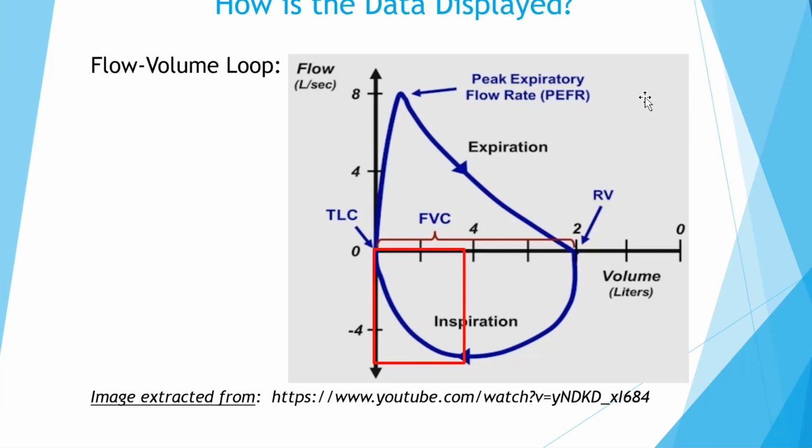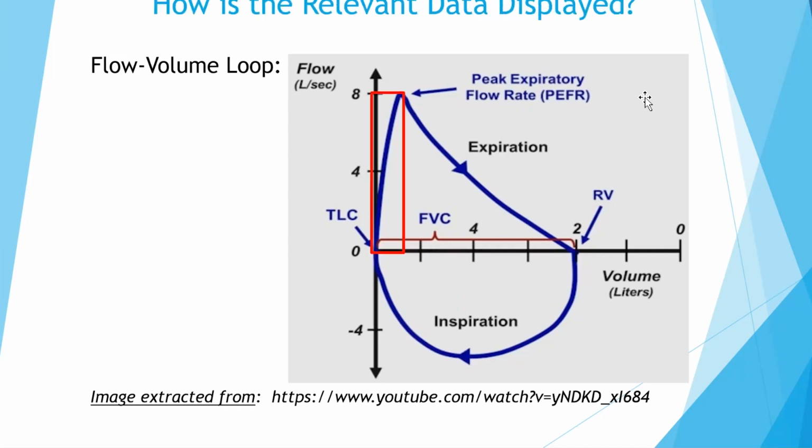Leg 2, the patient continues to inhale until the total lung capacity, labeled TLC, is reached, and again, there is no airflow. Leg 3, the patient forcefully exhales until the peak expiratory flow rate is achieved. And finally, leg 4, the patient continues to exhale until the residual volume is reached and the airflow returns to 0.